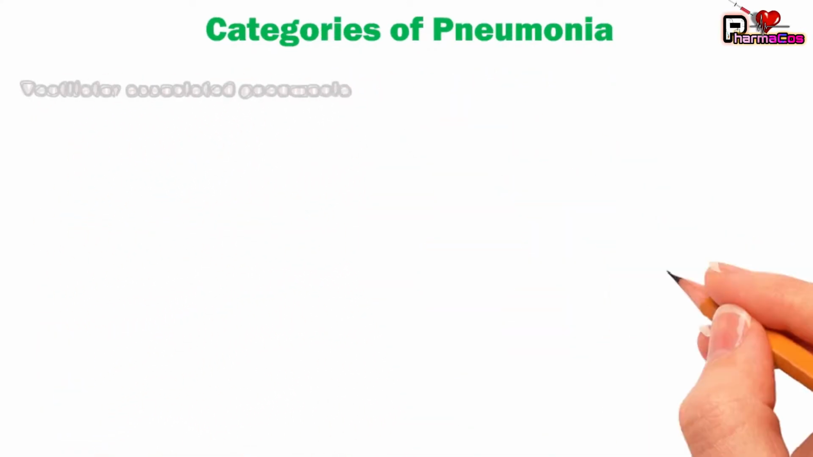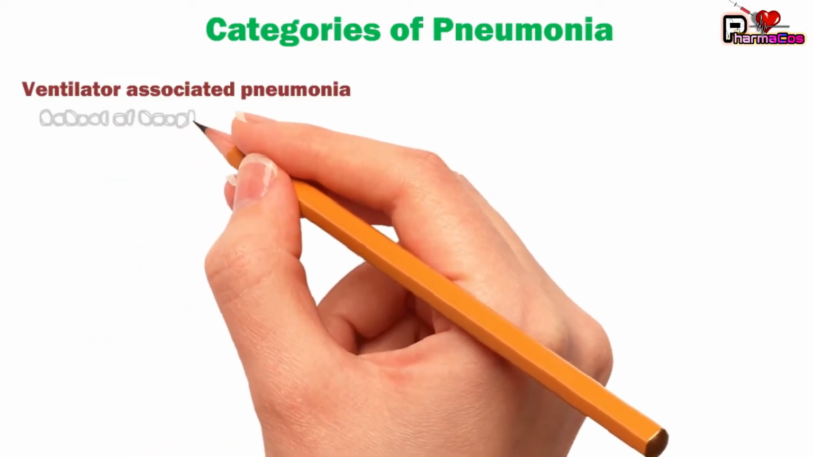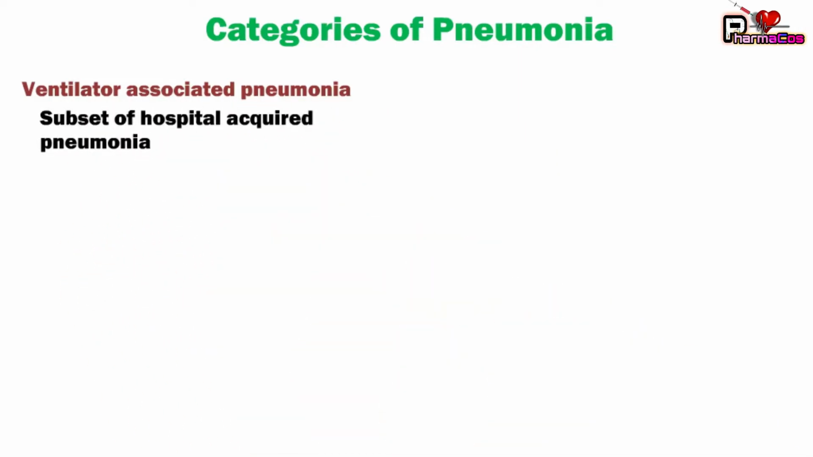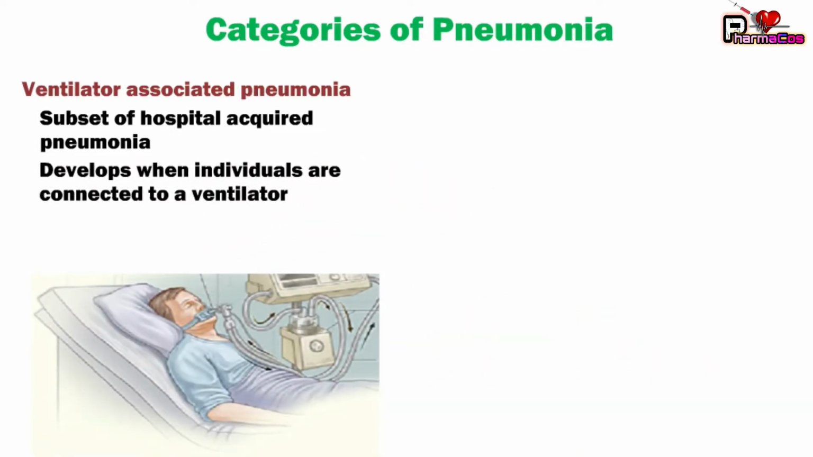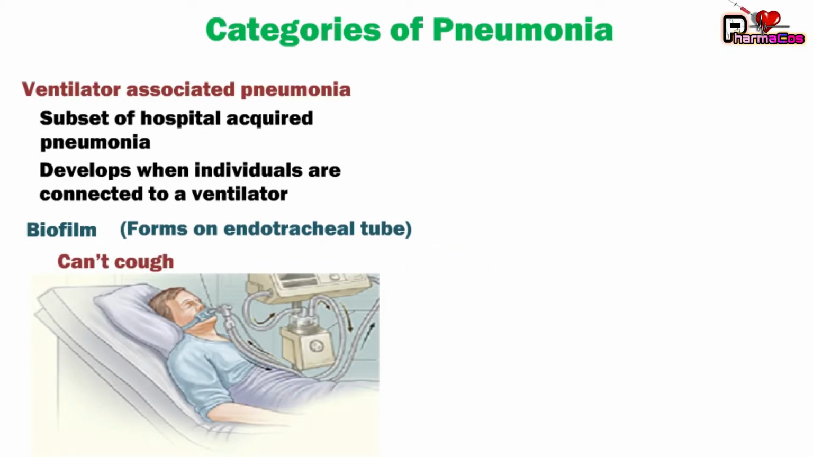Another category of pneumonia is ventilator-associated pneumonia, which is a subset of hospital-acquired pneumonia, but it specifically develops when ill individuals are connected to a ventilator. It develops due to a biofilm, which is a mixture of bacteria, sugars and proteins that can coat a surface, and forms on the endotracheal tube. Individuals on a ventilator cannot cough and are often quite sick already, so over time microbes move from the tube directly into the lungs and cause pneumonia.